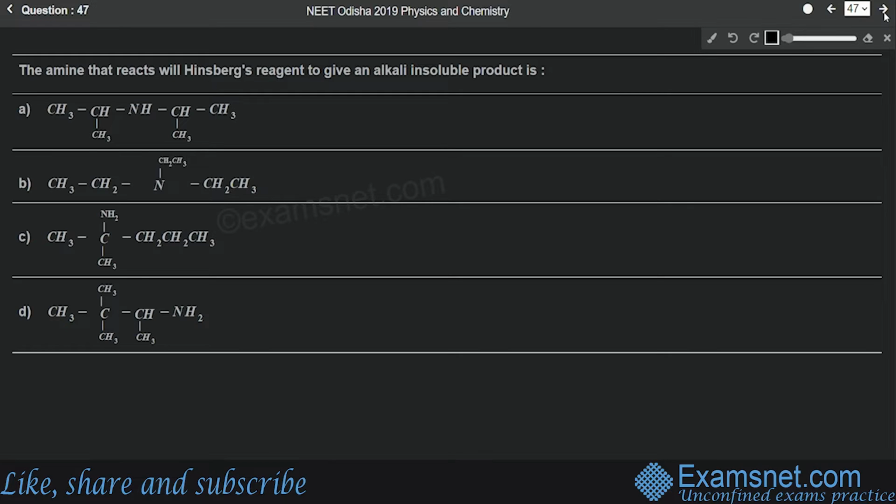Question number 47 is from the chapter amines, and the question is: the amine that reacts with Hinsberg's reagent to give an alkali insoluble product is. That means the product has to be insoluble in a base. Now first of all, what is a Hinsberg reagent? Hinsberg's reagent is benzene sulfonyl chloride.